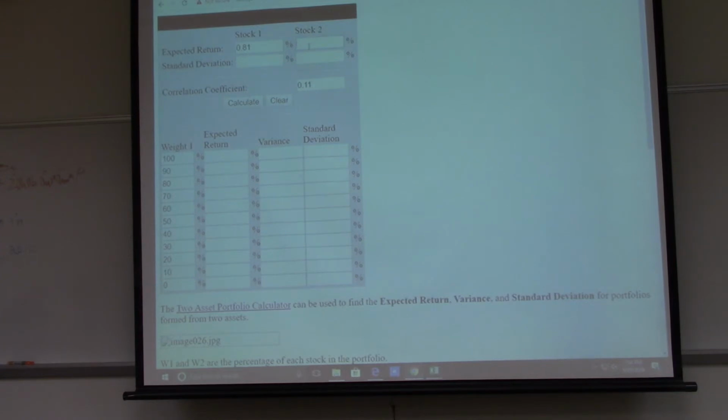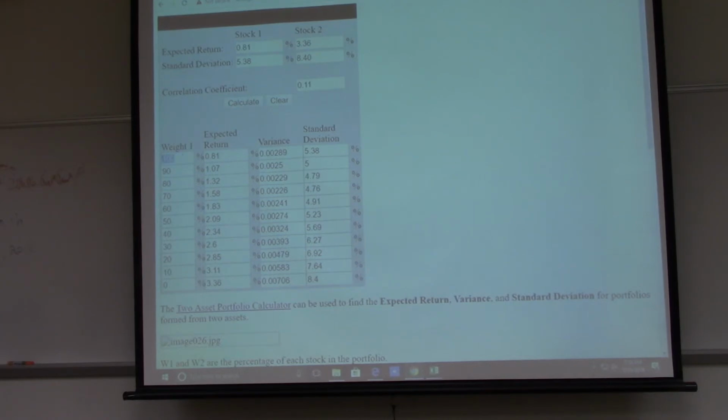How much is Amazon? Amazon is 3.36. Okay, standard deviation of Walmart, 5.38. How much is stock 2? 8.40. Oh, okay. Now see, that's what you need to do. You also need to put down the correlation.